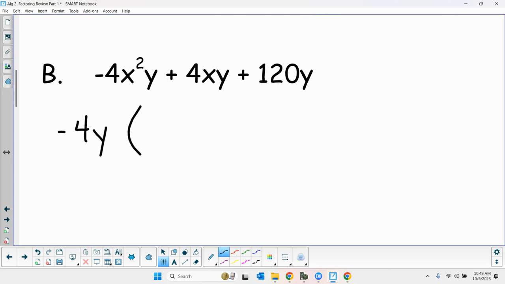Negative 4x squared y divided by negative 4y is a positive x squared. 4xy positive divided by negative 4y is negative x. Positive 120y divided by negative 4y is negative 30.